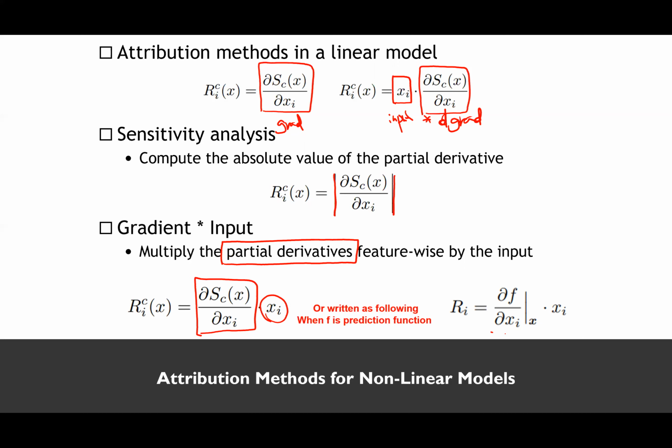Also, we can take the partial derivative of f with respect to x_i, evaluated at the point x, and multiply it by the input: gradient times input.